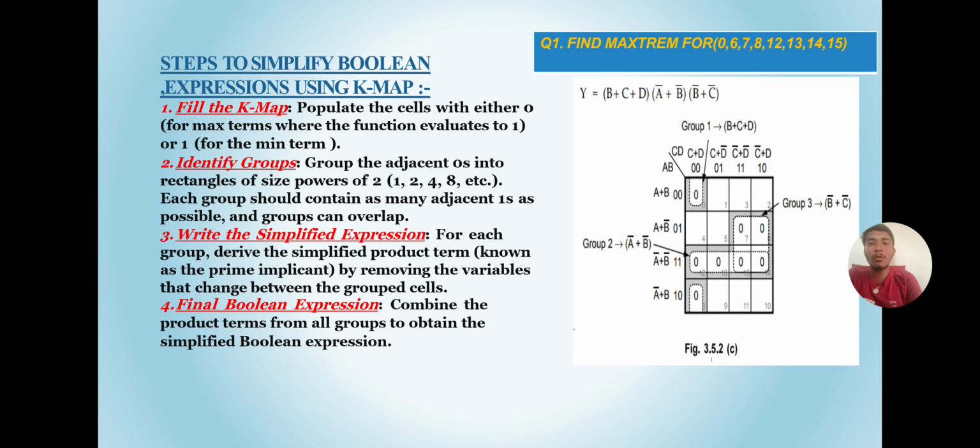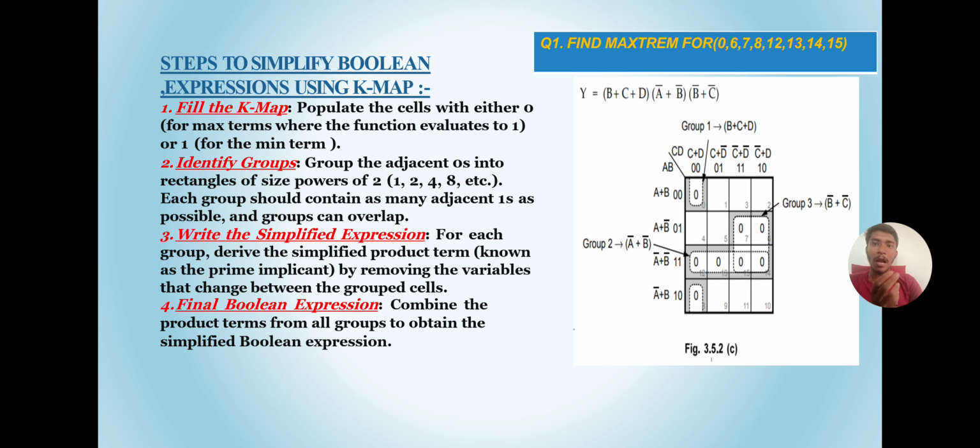Max term means we are using a logical OR gate. We are using the plus as a symbol. So we are representing these max terms with zeros. The min term will be represented by 1 and the max term will be represented by 0. So first, filling up the K-map, populate the cells with 0 for the max term, where the function evaluates to 0, and 1 for the min term.